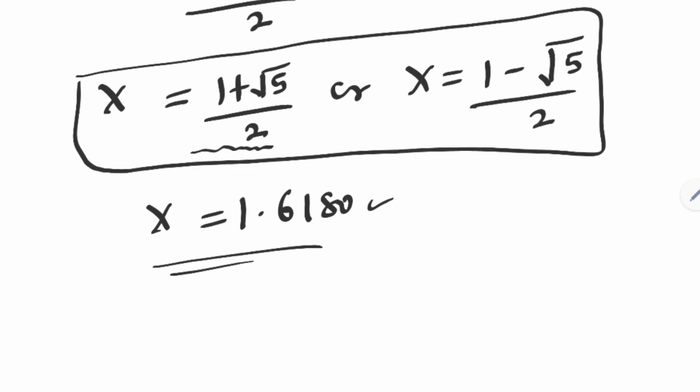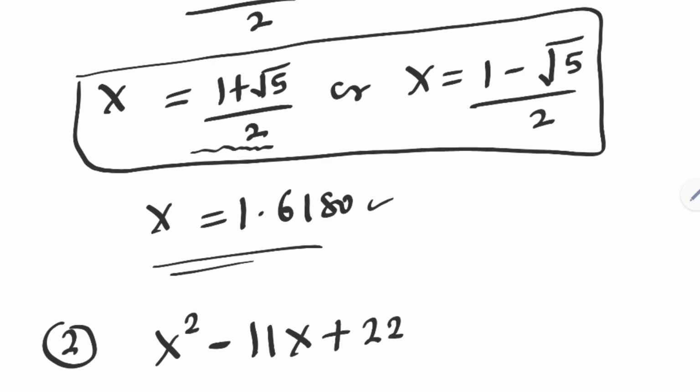Let us solve another problem, number 2. S squared minus 11x plus 22 is equal to 0.